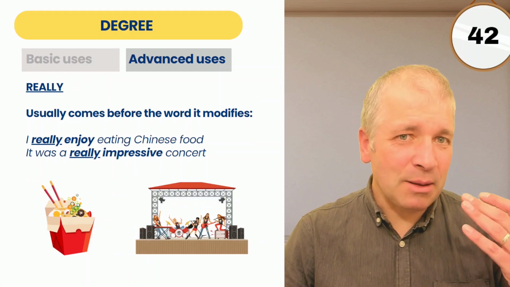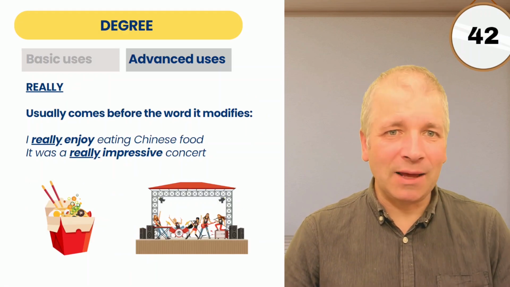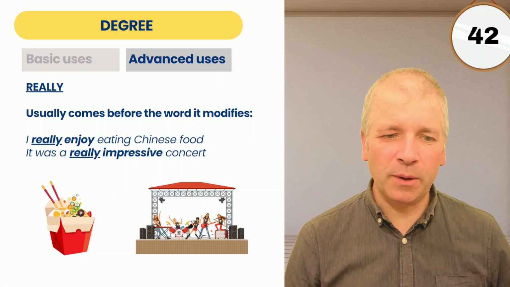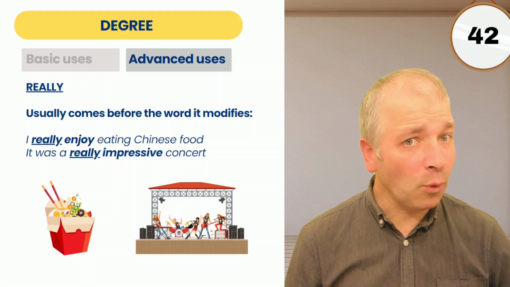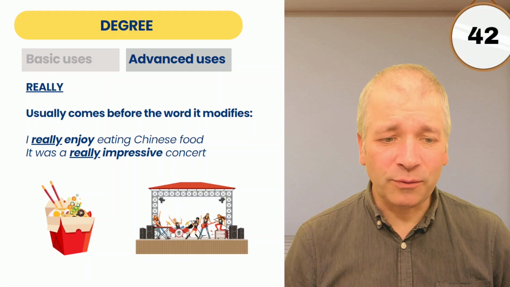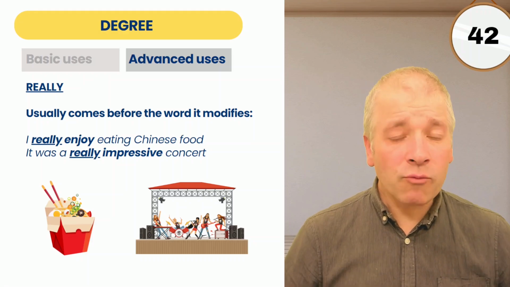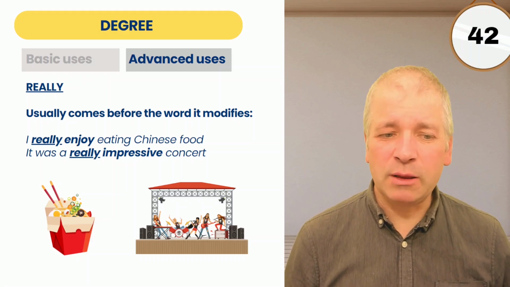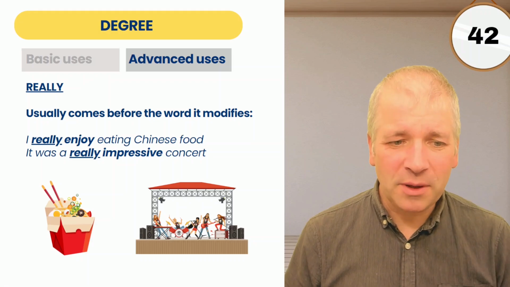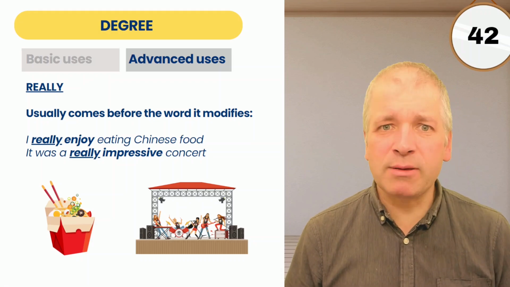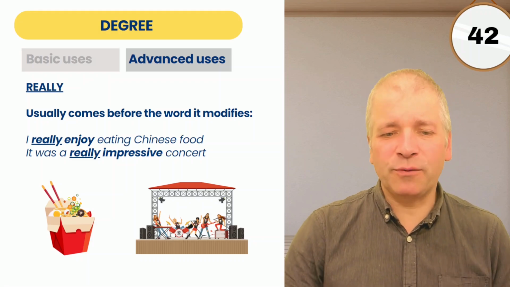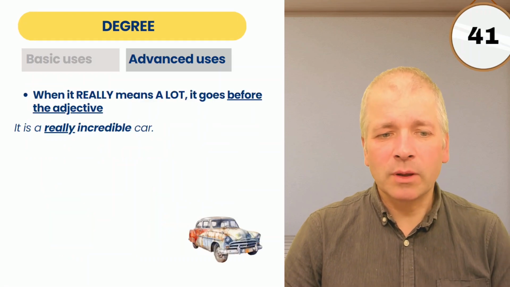Really has more than one possible meaning, and that affects the position of this word. Usually it comes before the word it modifies. I really enjoy eating Chinese food. Here it modifies the verb. It was a really impressive concert. Here it modifies the adjective.